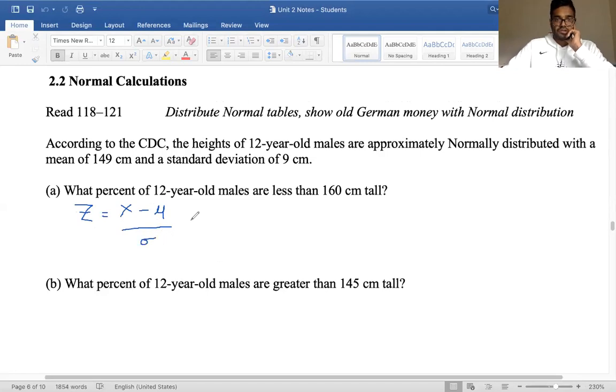We can just start plugging in some numbers here. Our x value here is 160. That's what we care about. So 160 minus the mean, which was 149, as stated in the problem, divided by the standard deviation, which was 9. Type that into a calculator, and you get 1.22. Now this is where the empirical rule doesn't help us, because the empirical rule only gave us values for 1, 2, or 3 standard deviations above and below the mean. Now we can't do it because we got some decimals. So this is where we go to the table, and let me pull up the table here.